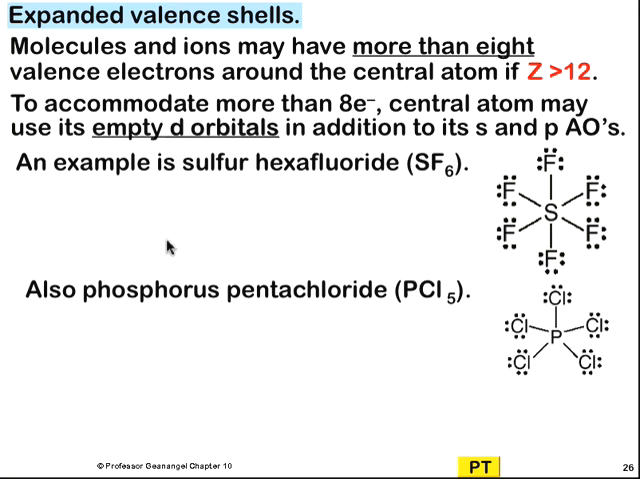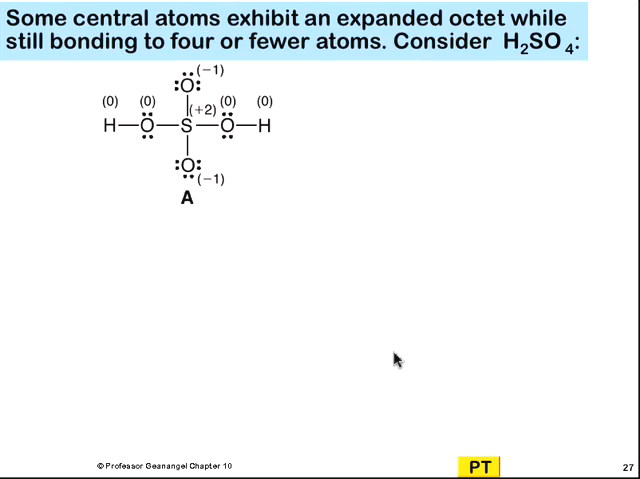Here's another one, phosphorus pentachloride. Look at this, 5 bonds, so 10 electrons around the phosphorus. Again, this can happen because fluorine and chlorine are pretty electronegative elements, and the phosphorus has a high enough Z value to have empty d orbitals.